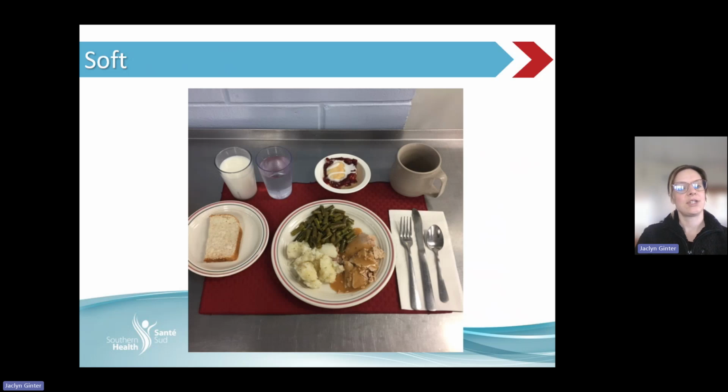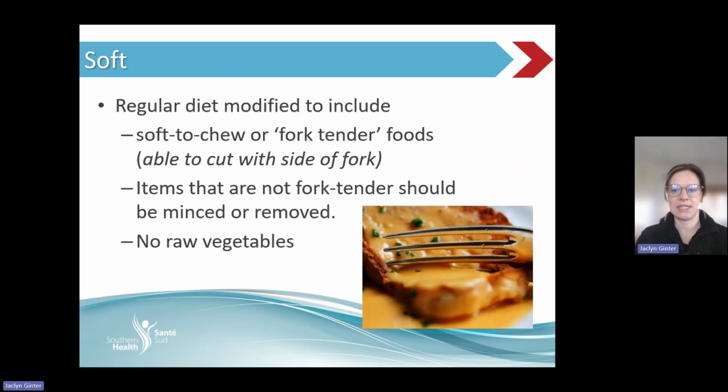So the first modified texture is a soft diet, and you can see in this photo that the guide is that it should be fork tender. So that you could cut it with the side of a fork. I think most items on this tray, you'd be able to do that. So soft to chew or fork tender foods, items that are not fork tender should be minced or removed, and this diet includes no raw vegetables.